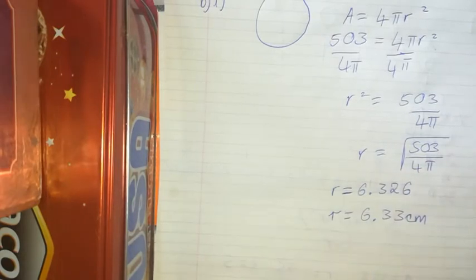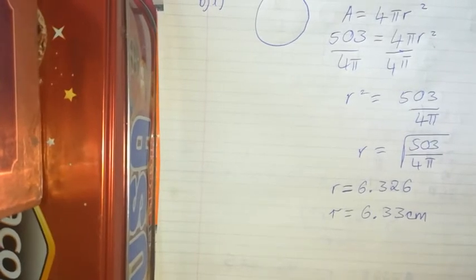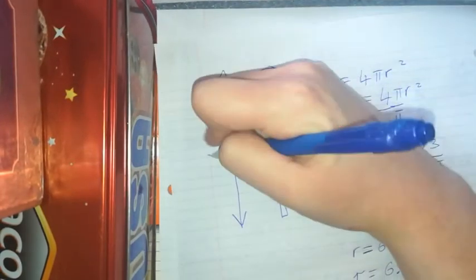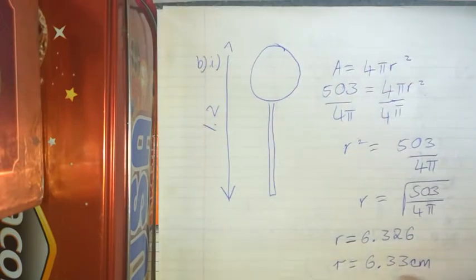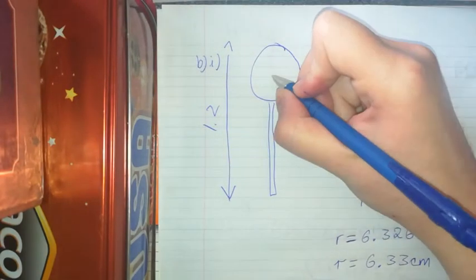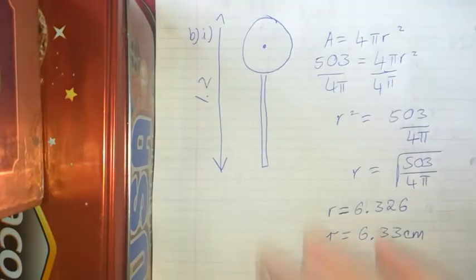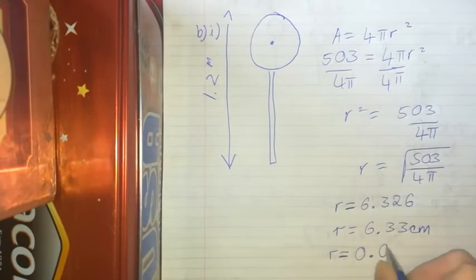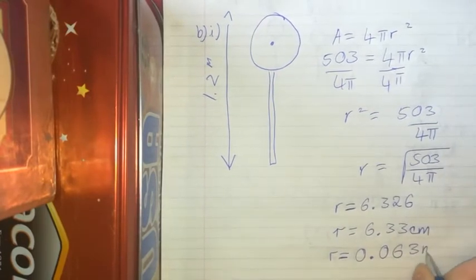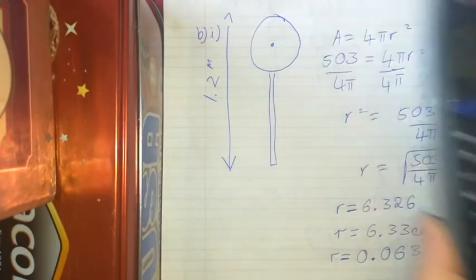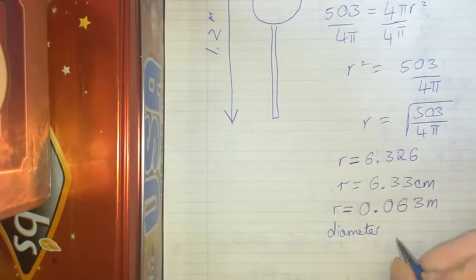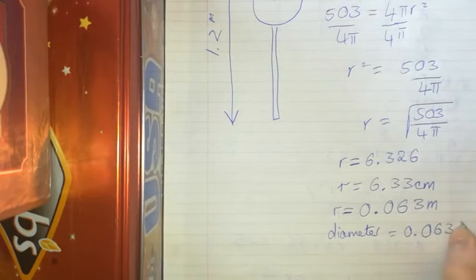Then they said the height of the whole railing is 1.2 meters, but I know that the radius of this is 6.33 centimeters. If I want to put that in meters, because the height is in meters, the radius is going to be 0.063 meters. So if I want to get the diameter of that, it's going to be 0.063 multiplied by 2.